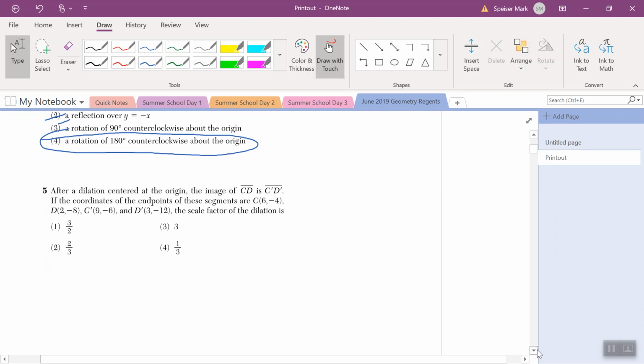A dilation centered at the origin, the image of CD is C prime D prime. The endpoints of the segments are C (6, -4), D (2, -8), C prime (9, -6), and D prime (3, -12). The scale factor of this dilation is... In order to do this question, you have to find the distance of CD.